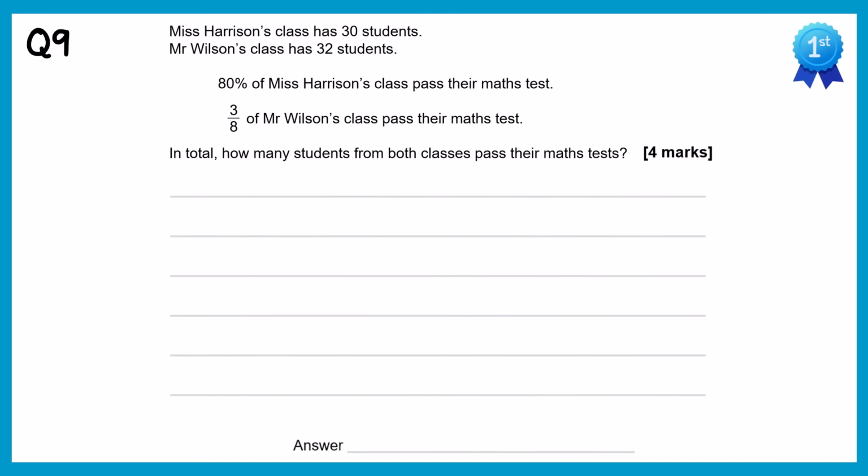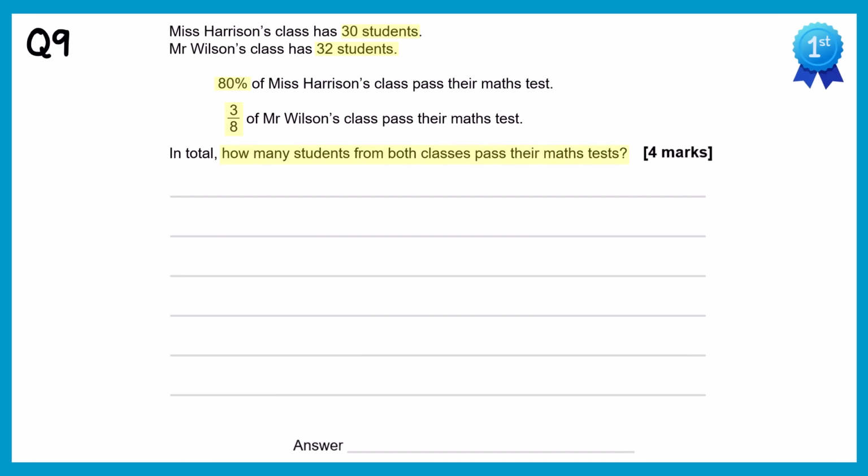In this question, we're told about Miss Harrison's class that has 30 students and Mr. Wilson's class that has 32. We're told that 80% of Miss Harrison's class passed their maths test, and 3/8 of Mr. Wilson's class passed their maths test as well. We're asked to work out how many students from both of these classes passed their maths test.